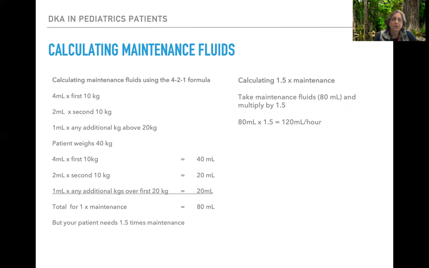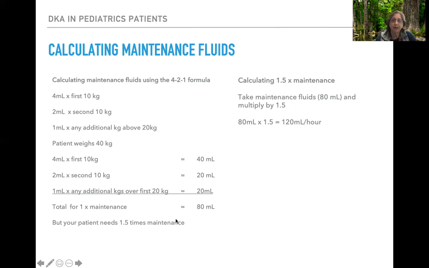So we have a patient that weighs 40 kilograms. You would do 4 times the first 10, which is 40, 2 times the second 10, that's 20, and then you do 1 times all the additional kilograms over the first 20, which for this patient is actually 20. 40 minus 20 is 20. So a total for 1 times maintenance is 80 milliliters per hour.